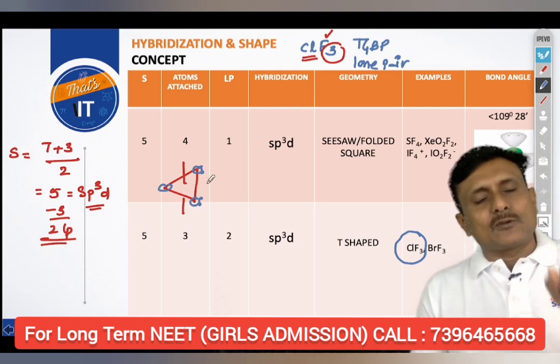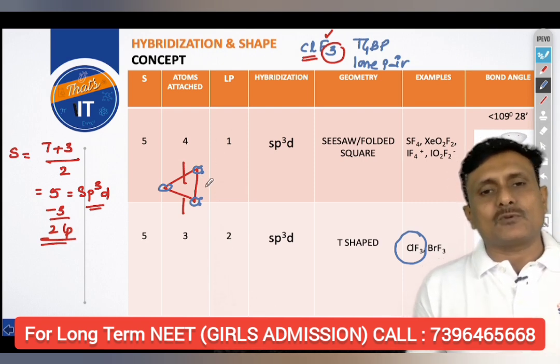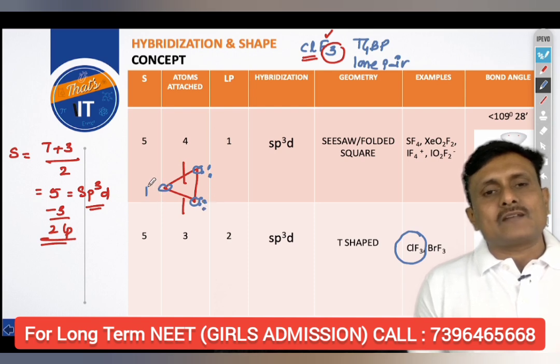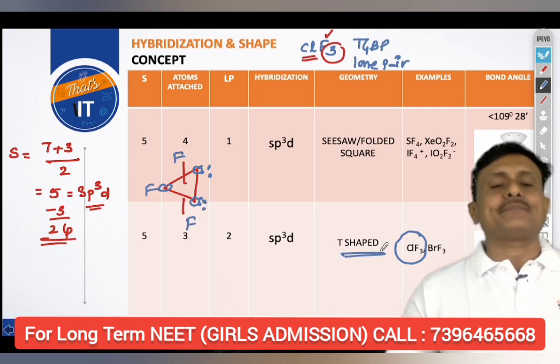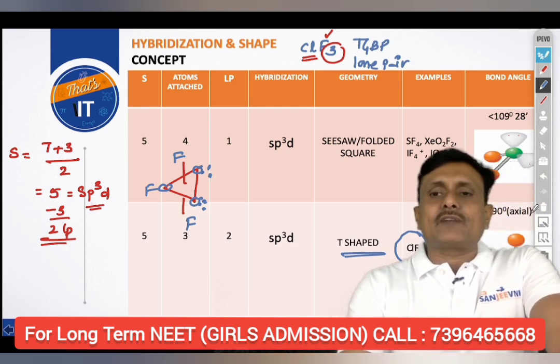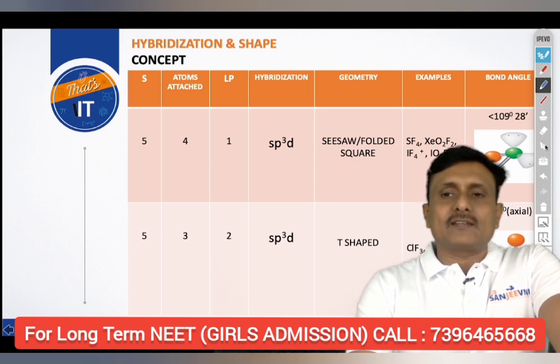So always keep the lone pair in a trigonal bipyramidal structure on the equatorial position, right? So over here you have to keep 2 lone pairs, and there are 3 fluorines. So this structure is clearly called T shape. Hope you understood, right? So likewise, you have to keep drawing when the S value is known.